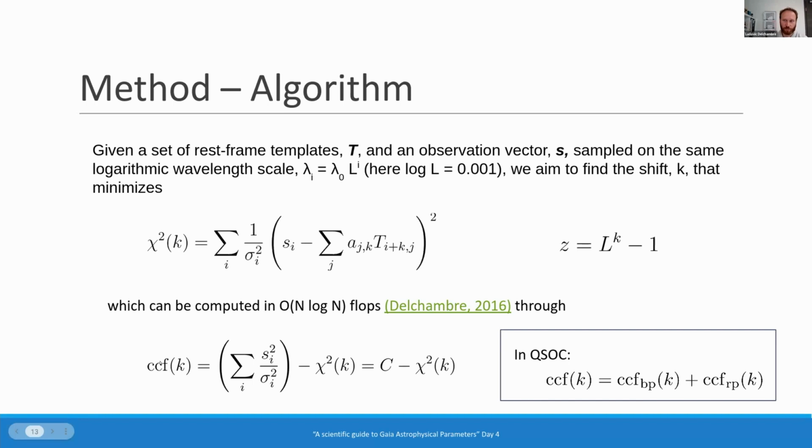Now, a little subtlety we have is that we don't have only one cross-correlation function in QSOC because we have BP and RP spectra that are disjoint. So actually, our cross-correlation function will be the sum of the cross-correlation function applied to BP templates and observation and RP templates and observation. But for simplicity, for pedagogical purposes, I will still use the term cross-correlation function.